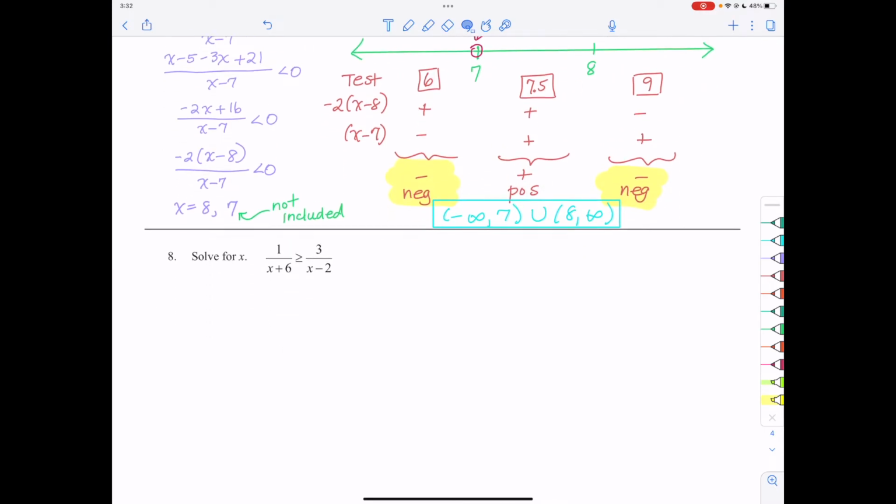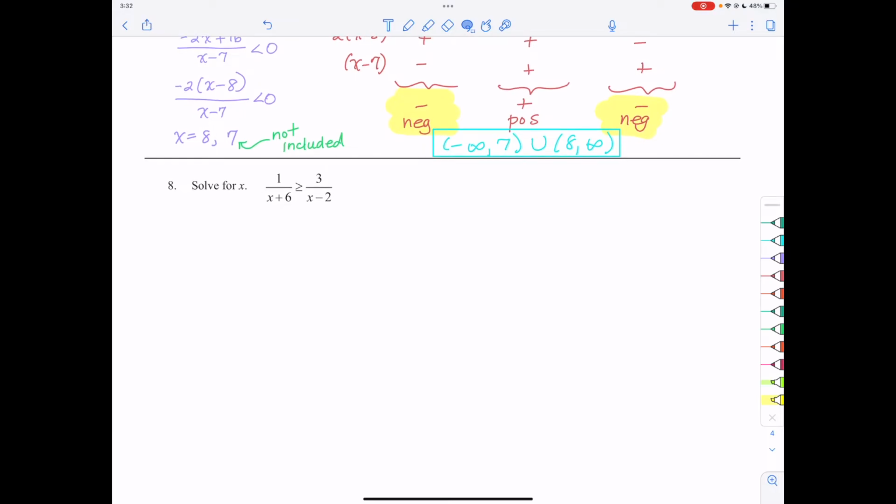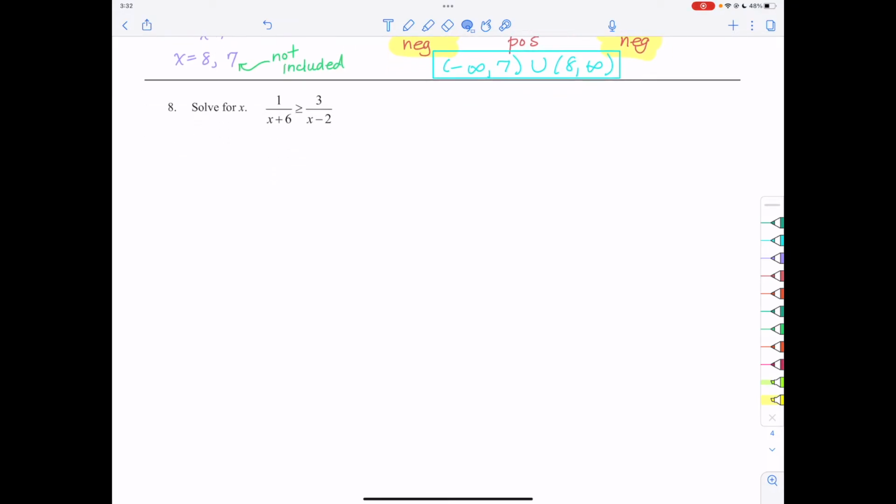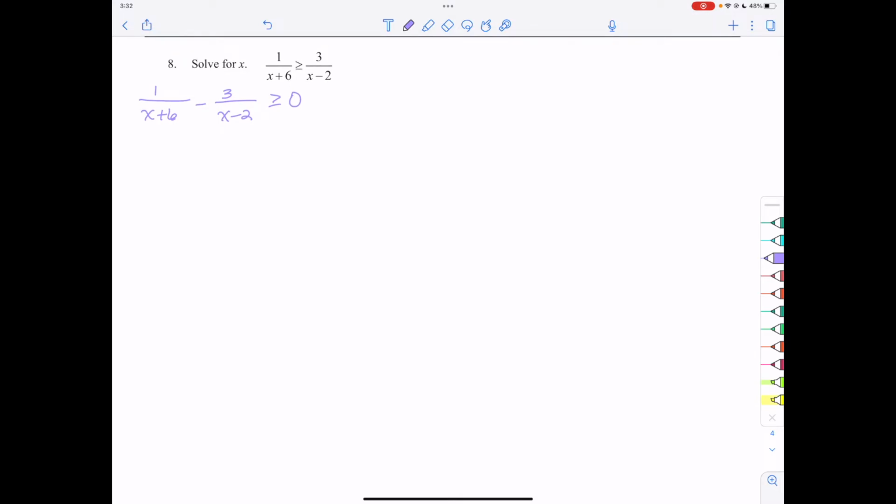Okay, let's look at number 8. In number 8, we have to set one side equal to 0. Let's give that a try. So we're going to have 1 divided by x plus 6 minus 3 over x minus 2 is greater than or equal to 0. And we'll get a common denominator.